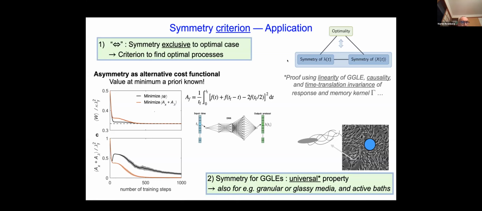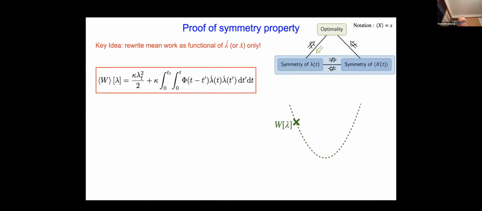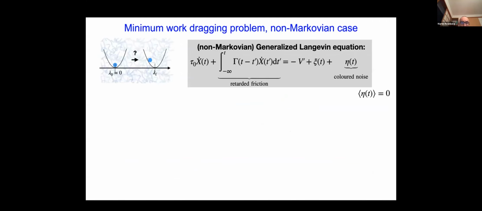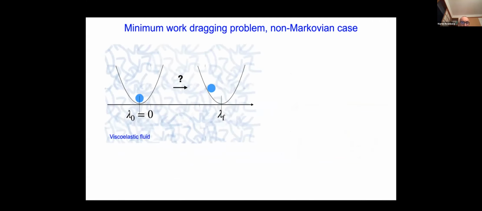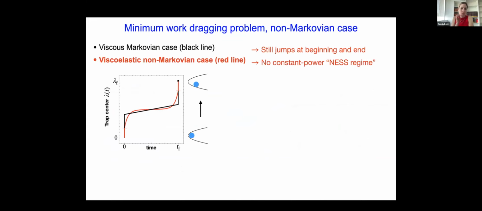According to the curve that you show, it seems that the jumps at the initial or the final moment are smaller with the non-Markovian case. Why? Do you know why?